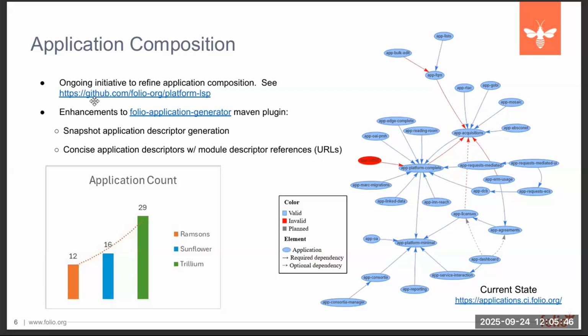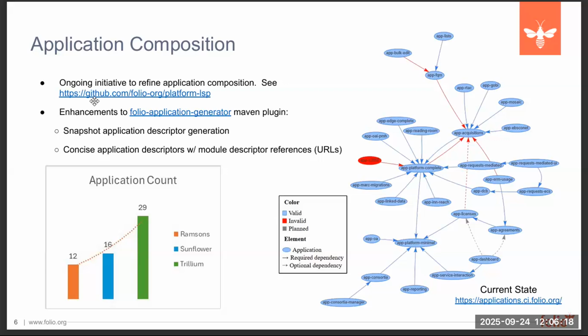With Ramson's, we had something like 12 applications. With Sunflower, it's somewhere around 16. And then presently where we are with Trillium, it's around 29 or 30. And that's not just splitting up the mega applications. That's also, as new functionality is introduced to Folio, we're encouraging teams to create their own applications for that functionality as opposed to jamming it into these mega applications, making the problem worse.